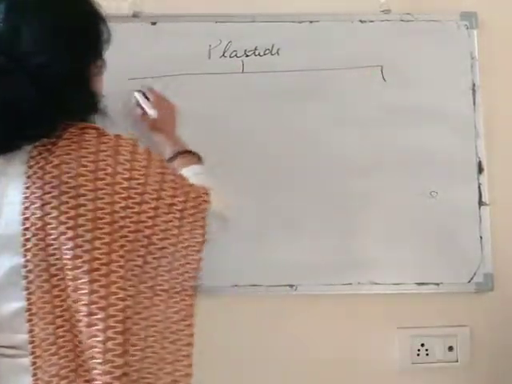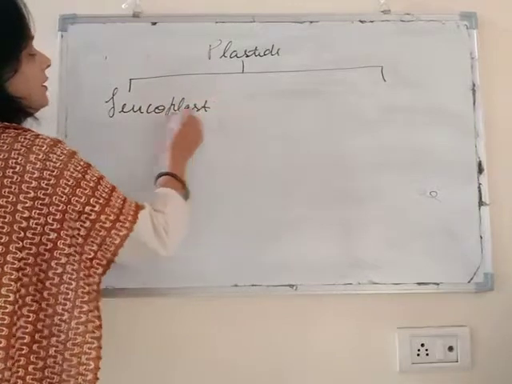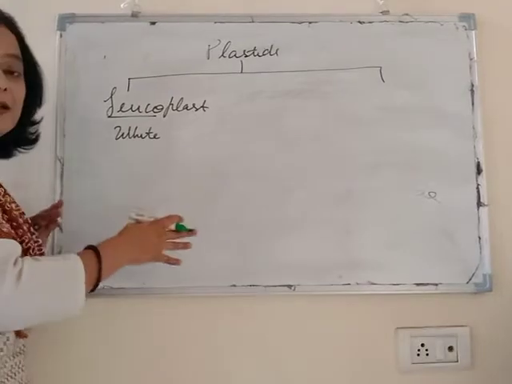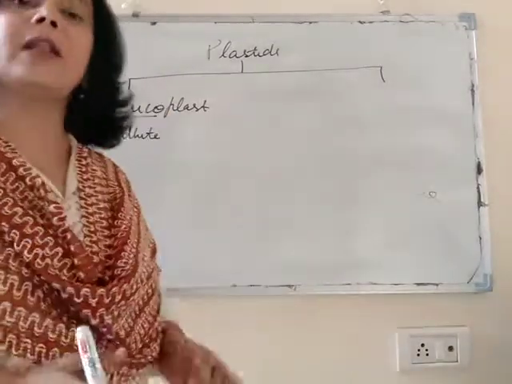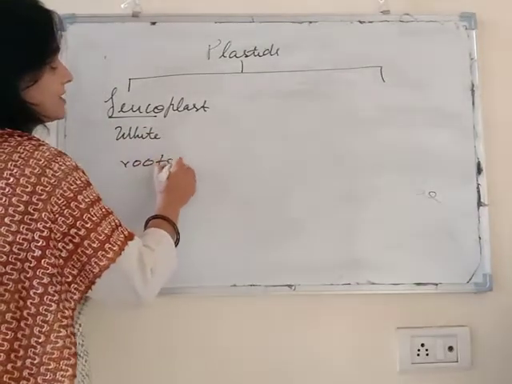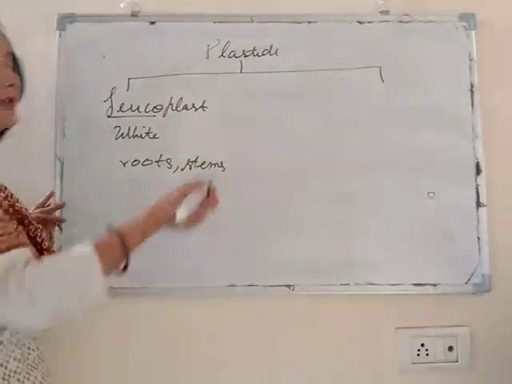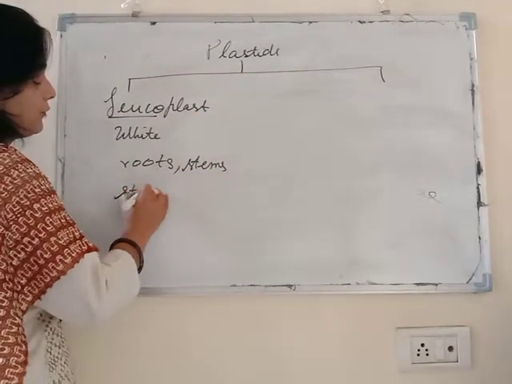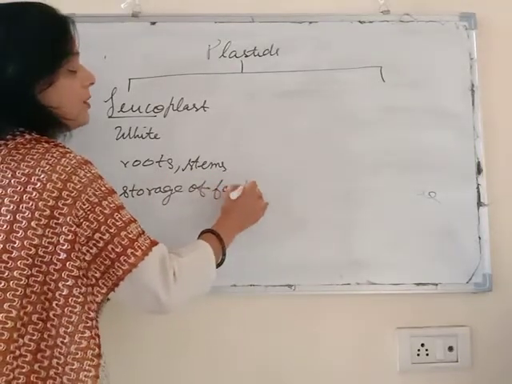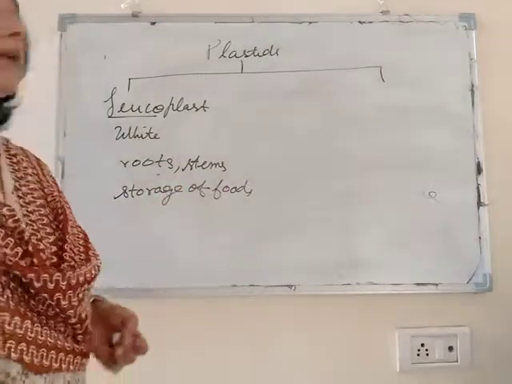First is leucoplast. Leuco means white. So plastids that are white in color or colorless are called leucoplast, and they are found generally in roots and stems. And what is the function? They help in storage of food. Storage of food in roots, etc., in the form of carbohydrates and starchy material and so on.